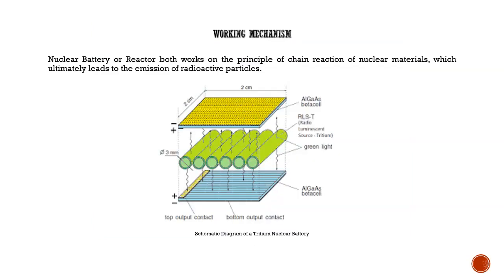Now, how does a nuclear battery work, or what is the working mechanism? So the nuclear battery or the reactor both work on the principle of chain reaction of nuclear materials, which ultimately leads to the emission of radioactive particles. So in a nuclear reactor, there are nuclear fuels which act as a source of energy. So the reactor works on the principle of chain reaction of nuclear materials.